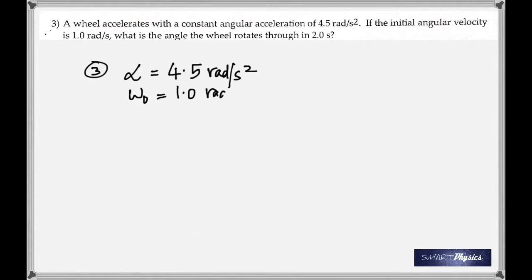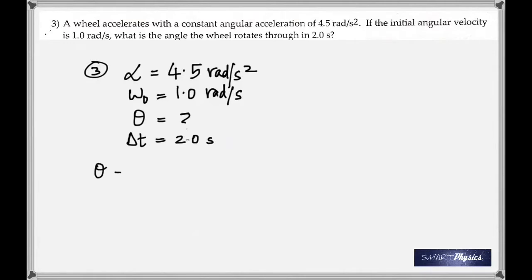Now the third question. Here the wheel accelerates with a constant angular acceleration. Now what's that? Alpha, 4.5 radian per second squared. Initial angular velocity, 1 radian per second. What is the angle? Which means you have to find theta. The wheel rotates through in 2 seconds. So time is given. So alpha is given. The initial angular velocity is given. Time is given, you got to find theta. So that's alpha. Initial angular velocity is omega naught. You got to find theta, and t is 2 seconds.